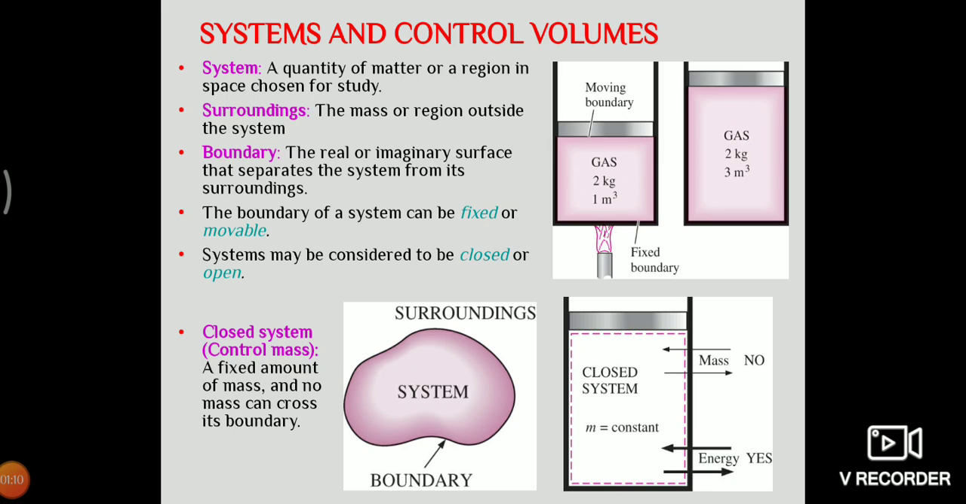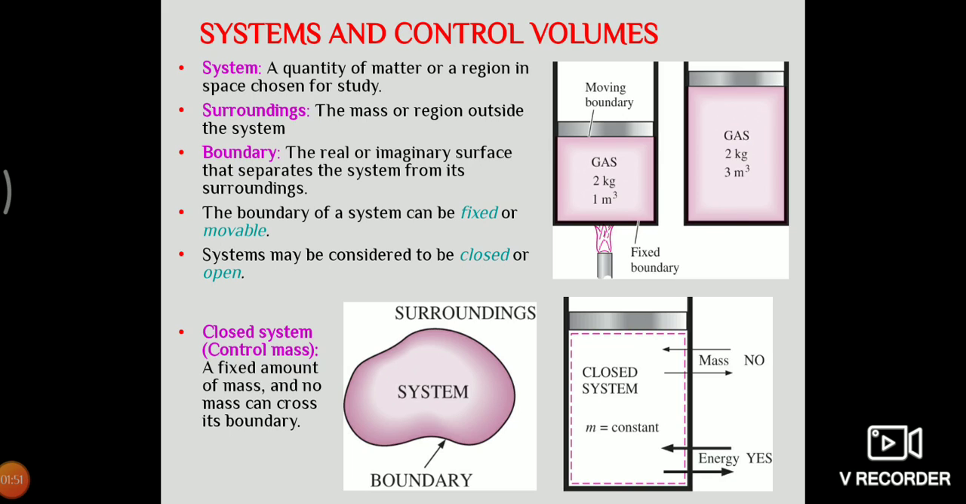The boundary can be fixed or movable. Also, the boundary has zero thickness, and thus it can neither contain any mass nor occupy any space. In the figure there is a burner, and a gas is present inside a piston-cylinder arrangement, and we are heating that gas. In the diagram, the fixed boundary is the outside area of the cylinder, and the moving boundary is your piston surface.